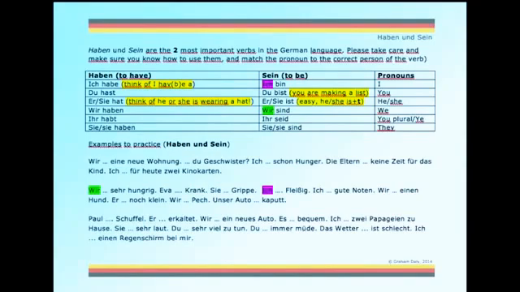Okay, we'll do another one. Wir ___ Pech. Unser Auto ___ kaputt. So we are unlucky. Our car is broken. So wir haben Pech. Unser Auto ist kaputt.